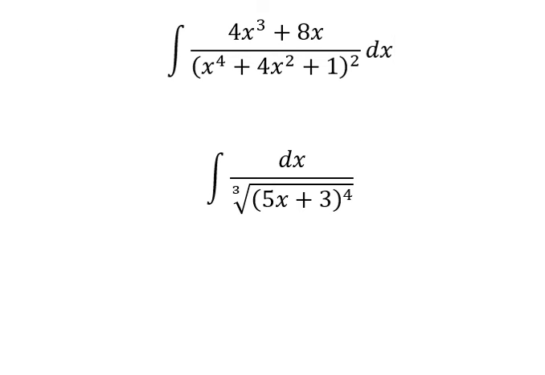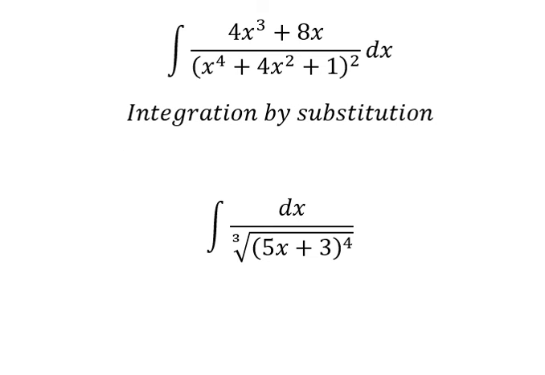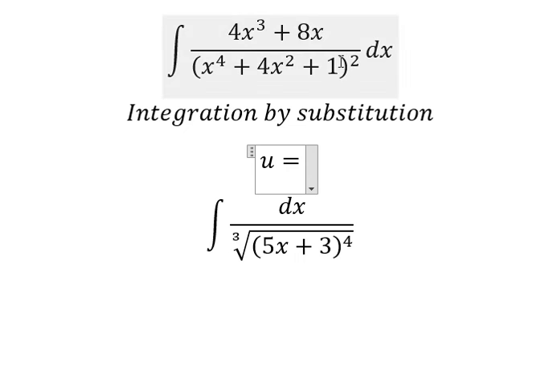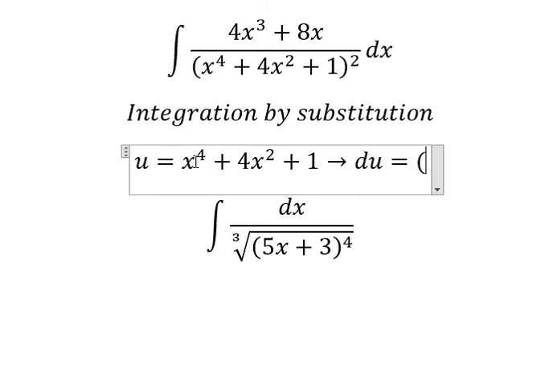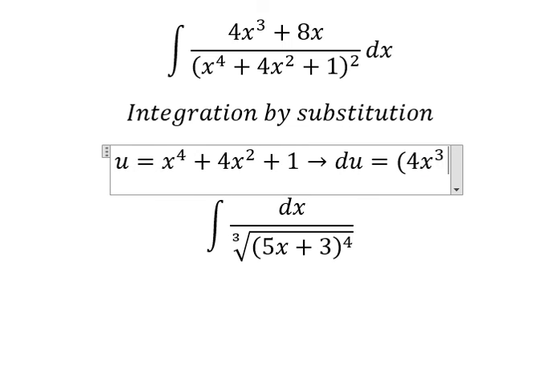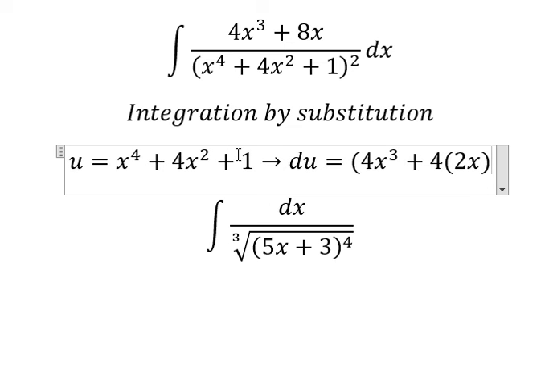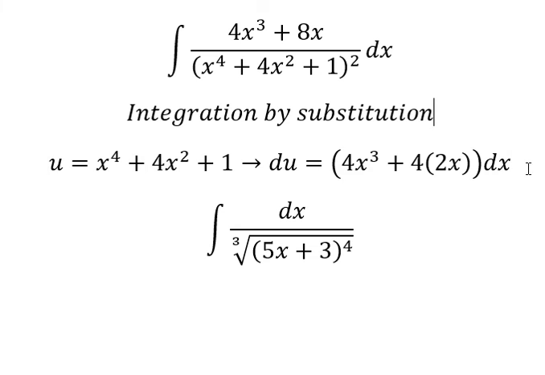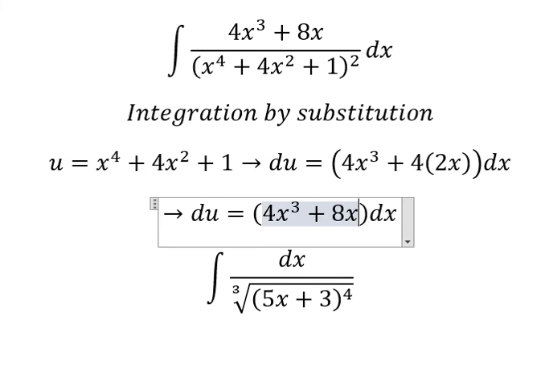Question number 2. We need to use integration by substitution. So we need to put u equals to this one. Now we need to take the first derivative of both sides. The first derivative of x to the power of 4, we have 4x to the power of 3. This one you get 2x. This is the constant, so you get 0. So this one we have 8x.